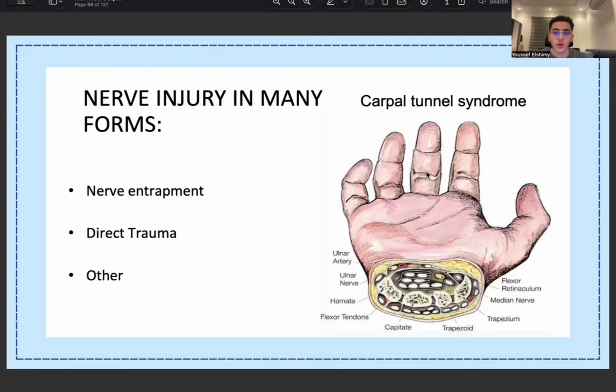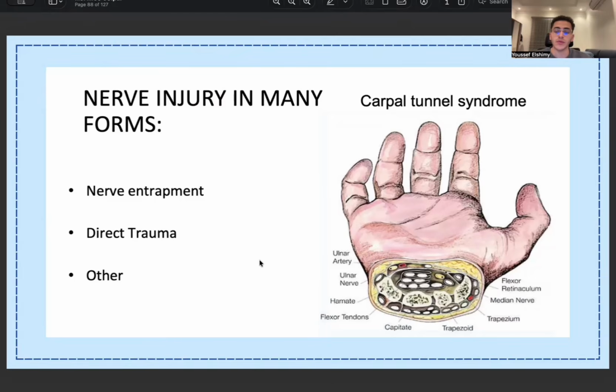Okay, so what are the causes of carpal tunnel syndrome? The most common cause is nerve entrapment, which affects the median nerve, and this would lead to numbness in the thumb as well as the three fingers, sparing the pinky. Okay, so patients would feel numb, sometimes pain, as well as weakness. Then we have direct trauma, and the most common fracture that would lead to carpal tunnel syndrome is the distal radius fracture. You have to know this.